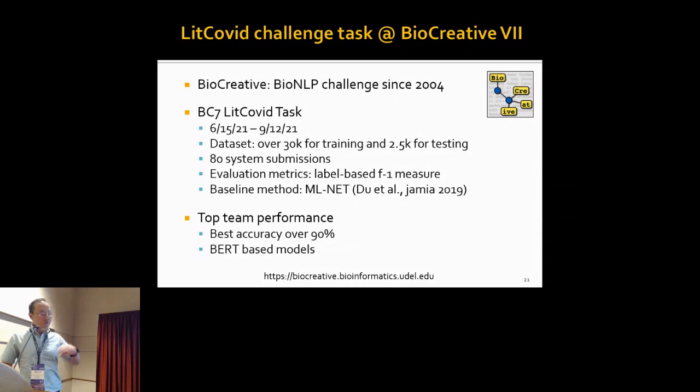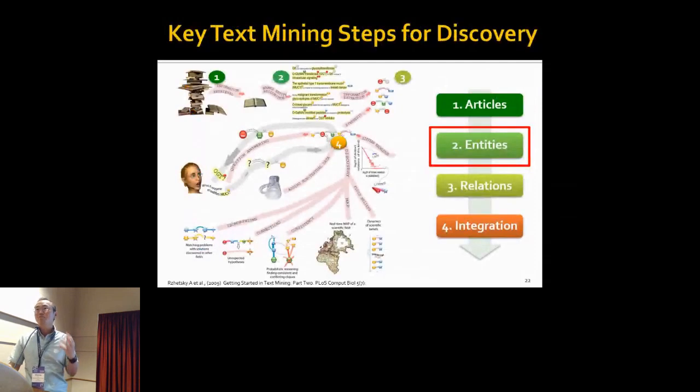So that concludes the first part of my talk, which is mainly about getting the relevant papers. And now that you have a set of relevant papers, what can you do for knowledge discovery? Now, we would like to get the entities from the papers and then get the relationships from the papers.